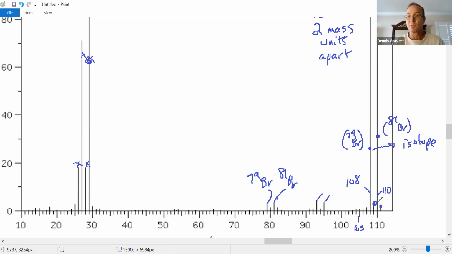Then what's this peak and this one? They're twins also. Well, this one has bromine 79 and a C13 or a deuterium atom. And then this one has the bromine 81 and a carbon 13 or a deuterium. Okay, it does make sense that these are isotope peaks. So I think we did it. The parent peak is 108. Cool. And we have a bromine.